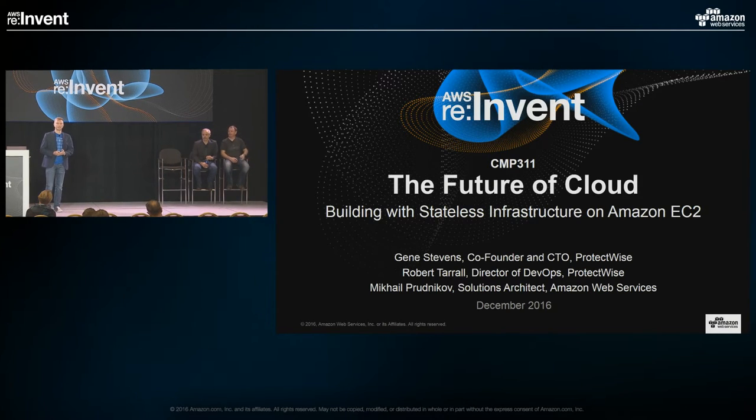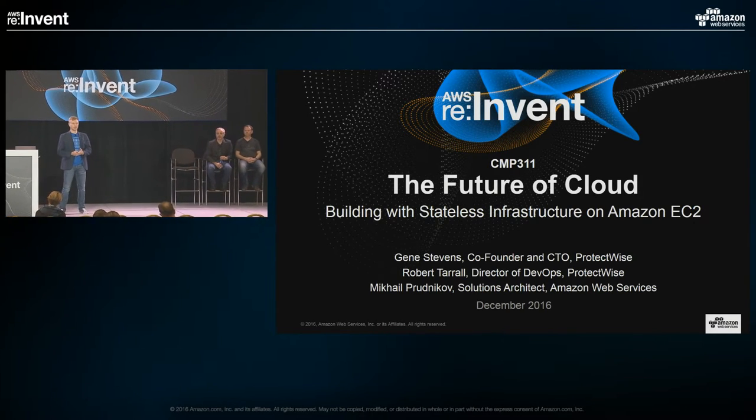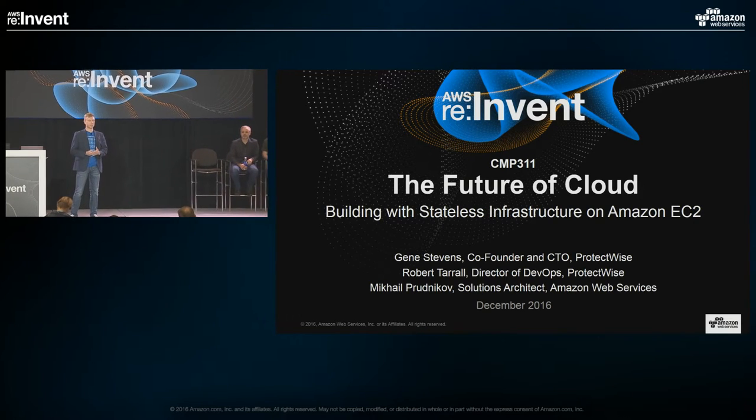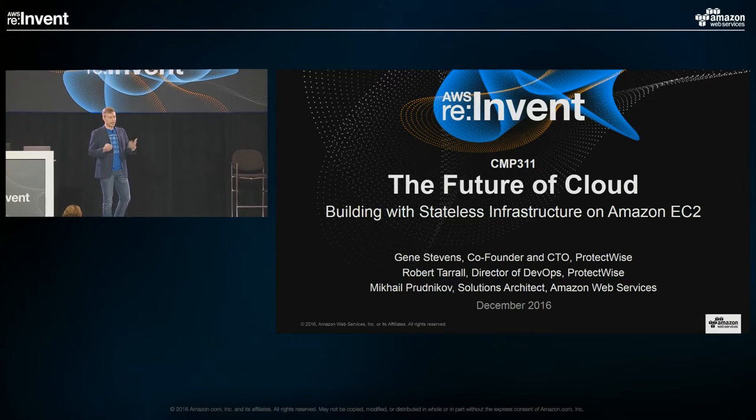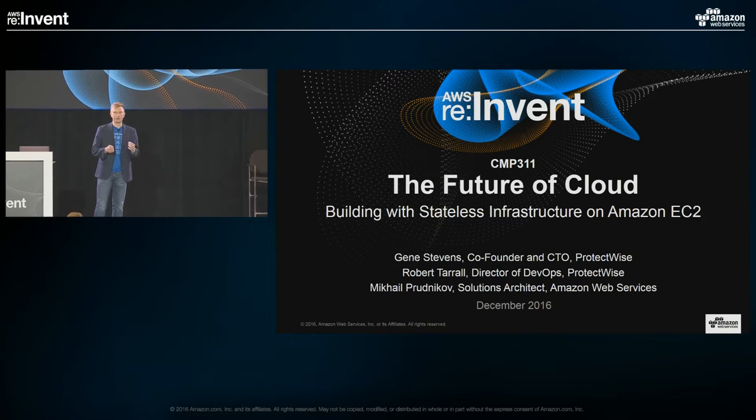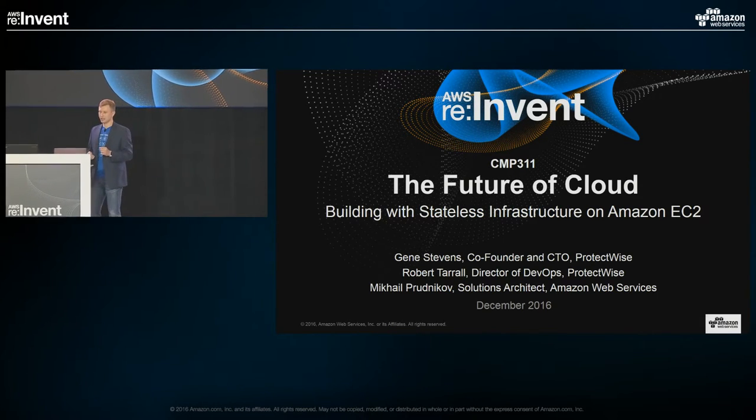ProtectWise is an advanced technology partner with Amazon Web Services, and its product, the ProtectWise Grid, provides network visibility and the detection of complex threats that develop over time. That's the key here.